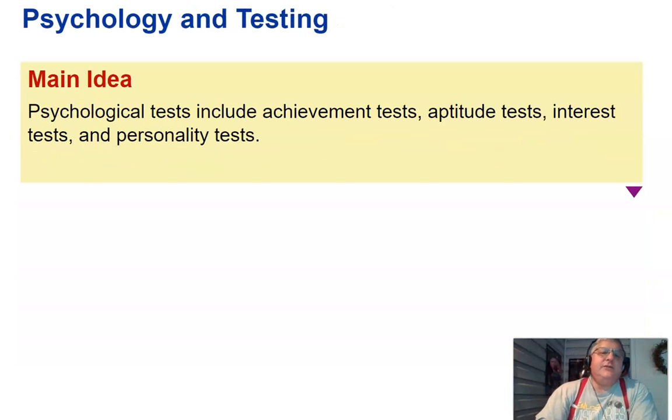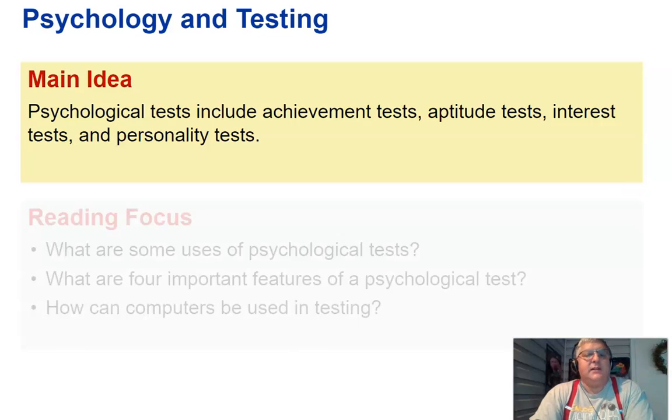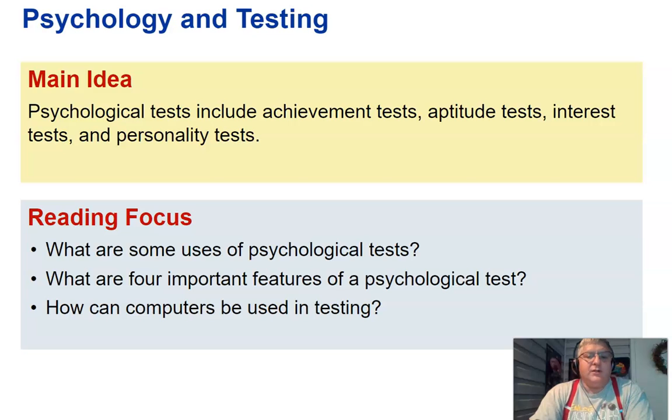So the main idea in this first section is psychological tests include achievement tests, aptitude tests, interest tests, and personality tests. So what are some of the uses of psychological tests should be one of your questions that you are able to answer. What are 4 important features of psychological tests, and how can computers be used in testing?